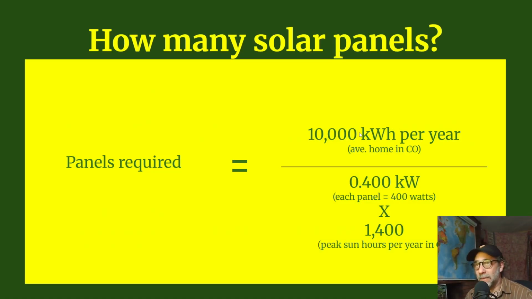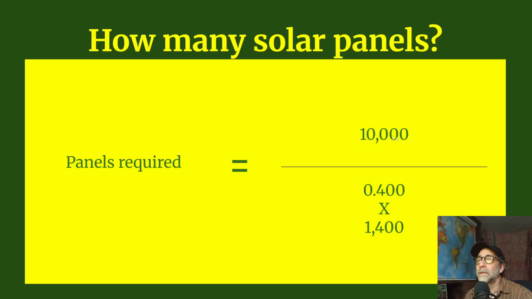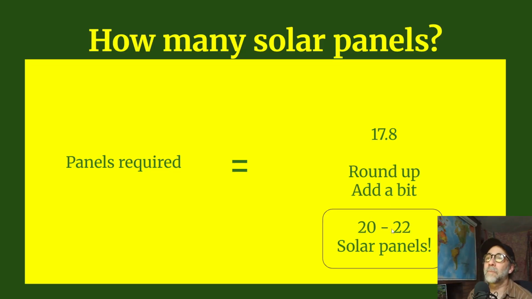We're just going to take the 10,000 kilowatt hours per year and the 0.4 kilowatts per panel and the 1,400 peak sun hours per year in Colorado. And what do we get? 10,000 divided by 0.4 times 1,400. And the answer is 17.8. After we round up a bit and account for those things that we discussed, this house would require about 20 to 22 solar panels. So there you have it.